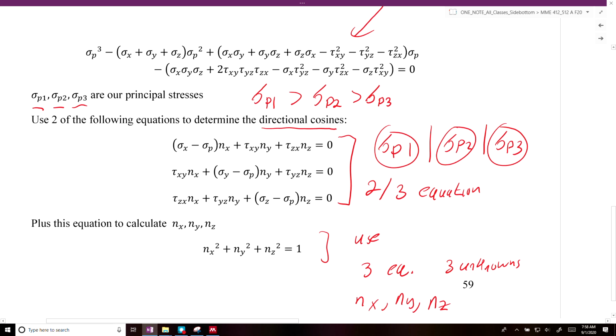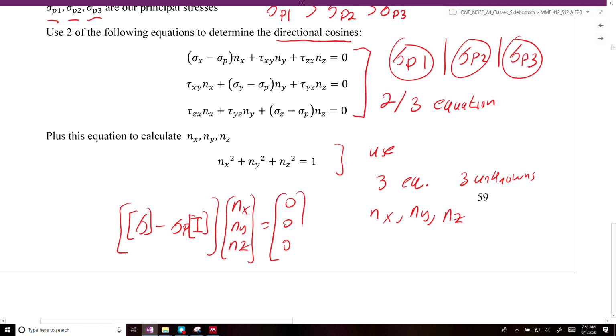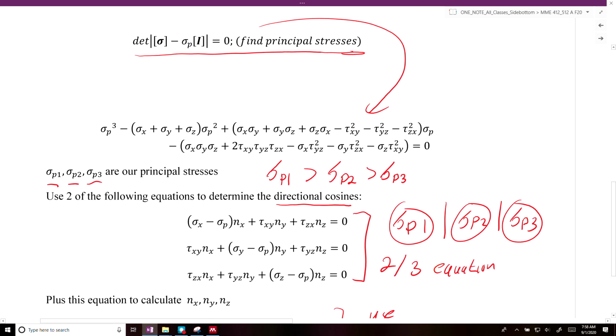So you could plug sigma p into the following equation here to find your nx, ny, and nz values as well. Okay, so whatever method you choose to find the eigenvectors, that's totally fine. And then you'll have to use this cubic root equation to find sigma p1, sigma p2, and sigma p3.